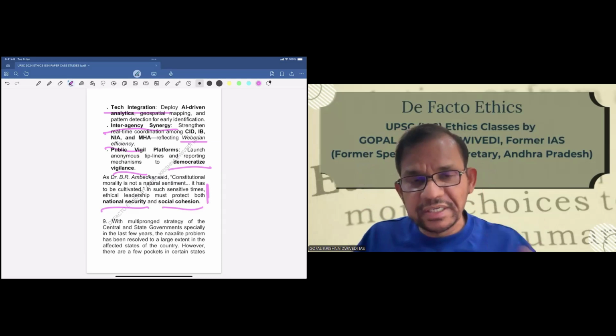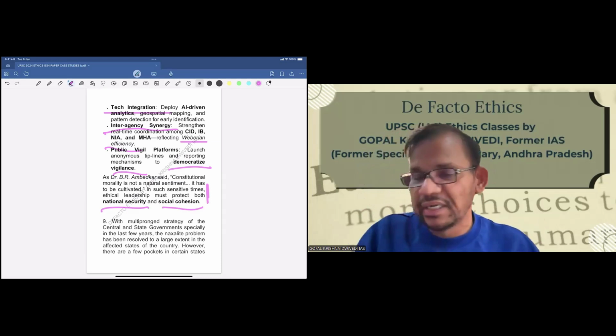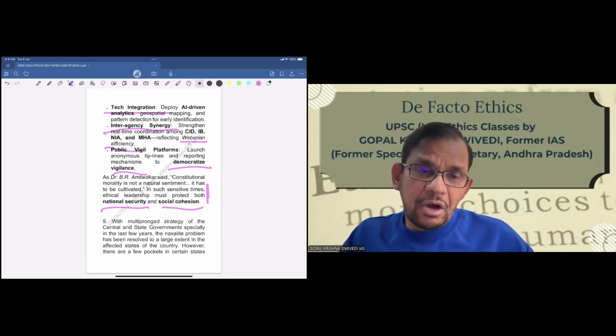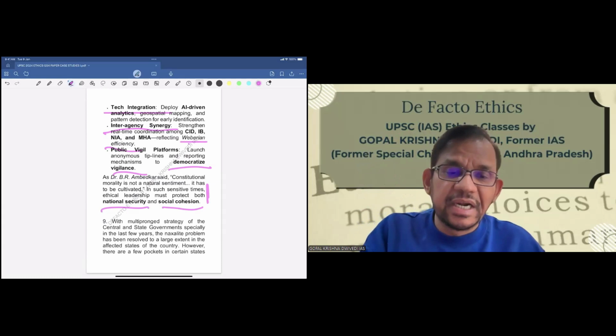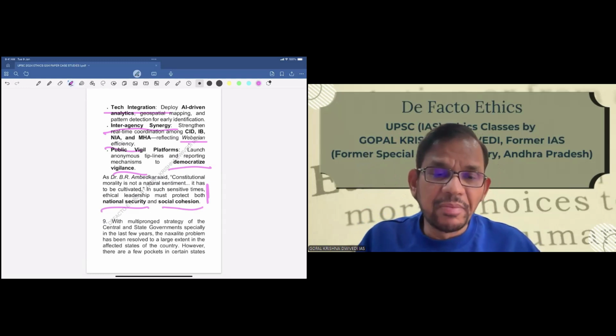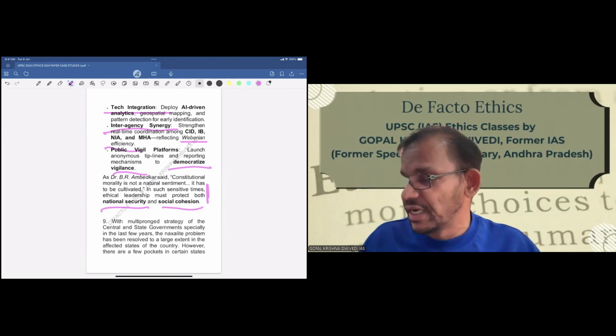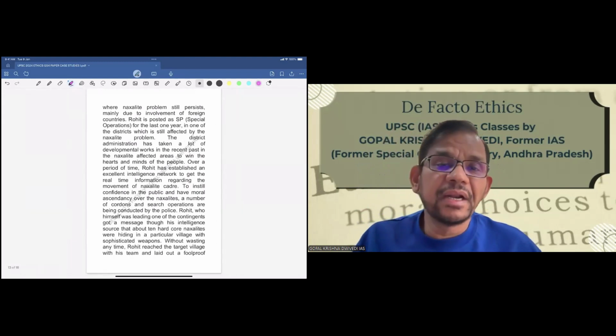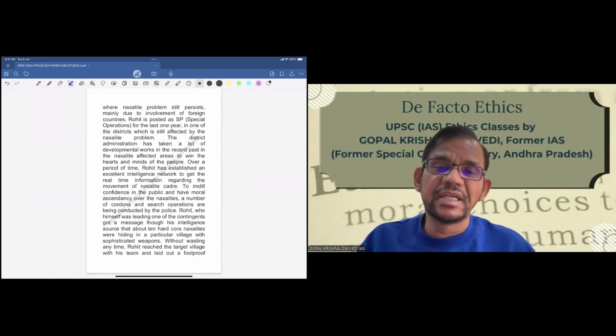Now we will go to the next case study and try to understand what is asked in it. With the multi-pronged strategy of the central and state governments, especially in the last few years, the Naxalite problem has been resolved to a large extent in the affected states of the country. However, there are a few pockets in certain states where the Naxalite problem still persists, mainly due to the involvement of foreign countries. Rohit is posted as SP, Special Operations.